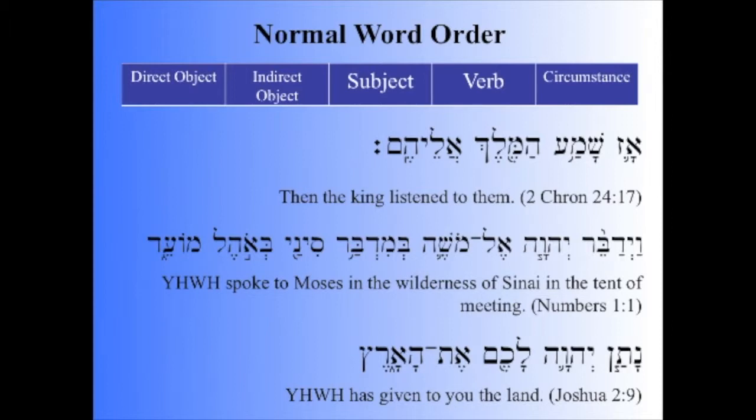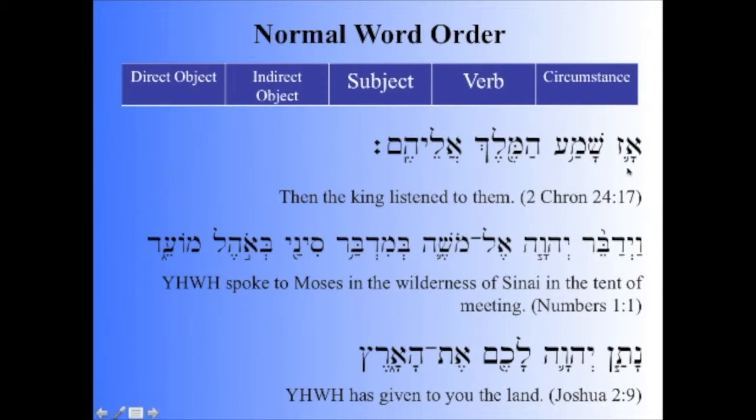Then you will normally have the verb. This is very different than in English, where normal word order starts with the subject. In Biblical Hebrew, the standard word order is verb, subject, and then some kind of object. Then, after the verb, the subject, usually the indirect object next, and then a direct object if there is one. There are not always both within the same sentence.